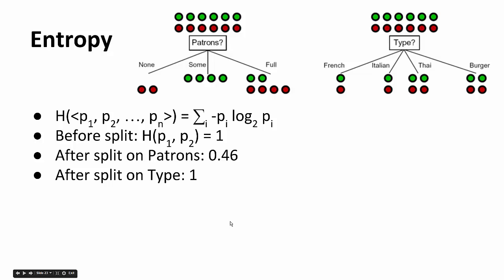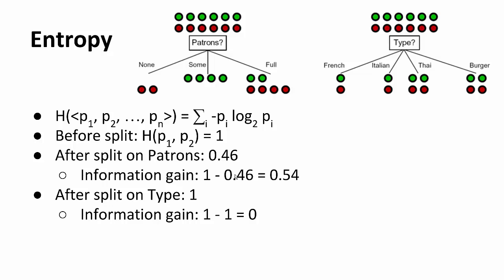Okay, so now we have these three values. We have the entropy before the split, which is 1. The entropy after the split on patrons, which is 0.46, and the entropy after the split on type, which is going to be 1. And now here you've got to keep in mind that it's good if the entropies are low. A higher entropy means that the data is more random, and a lower entropy means that the data is more separated. So the way that we're going to see if a split is good or not is simply by looking at the difference in entropy before and after the split. And that's what we're going to call the information gain.